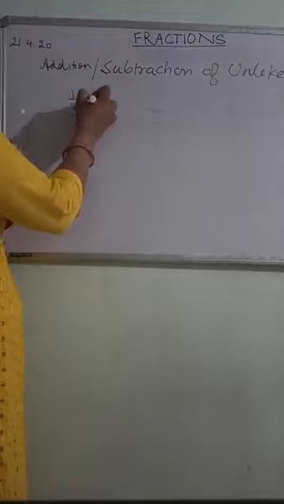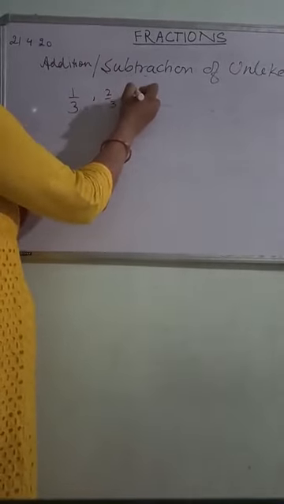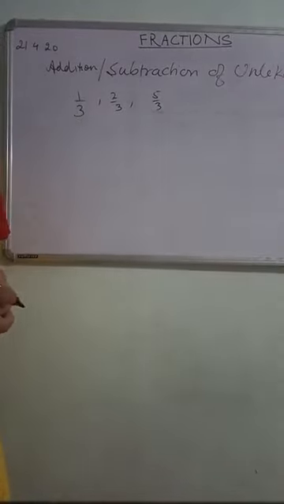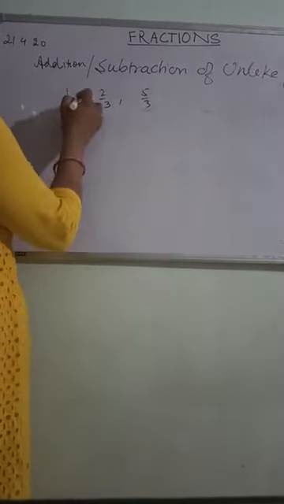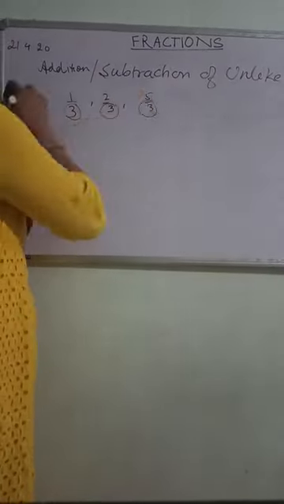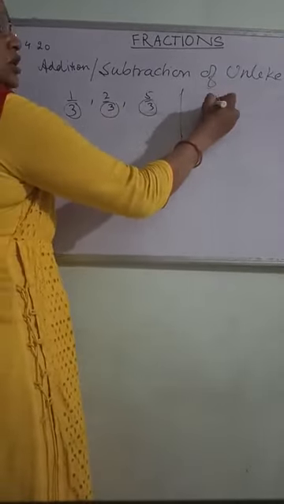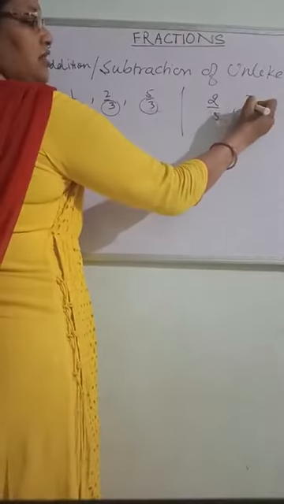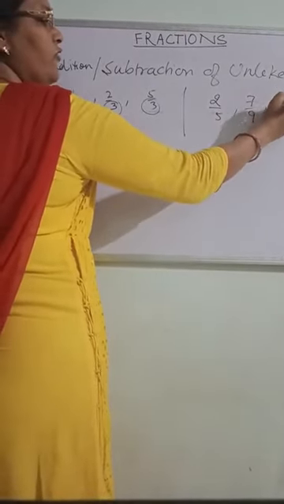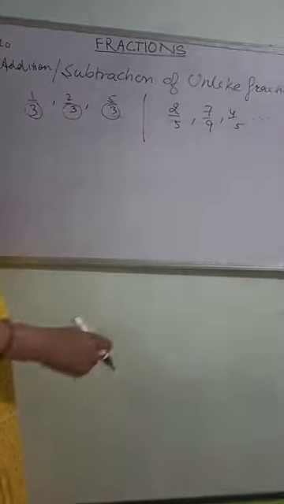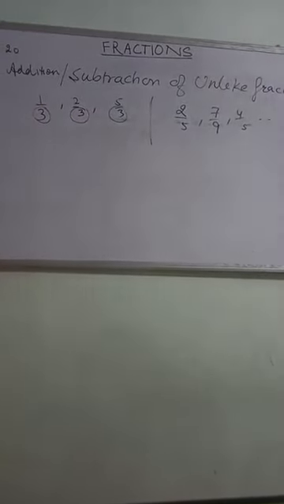1 by 3, 2 by 3, 5 by 3. These all are like fractions as they have equal denominators. Right. Unlike fractions: 2 by 5, 7 by 9, 4 by 5, etc. These are the unlike fractions.